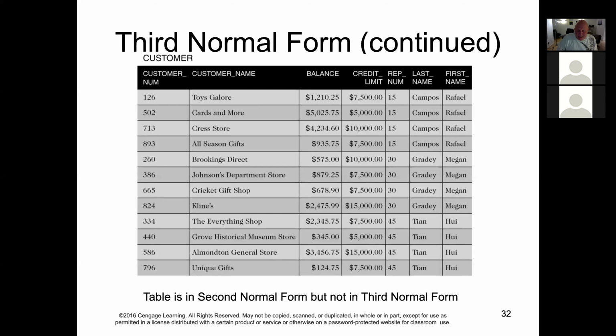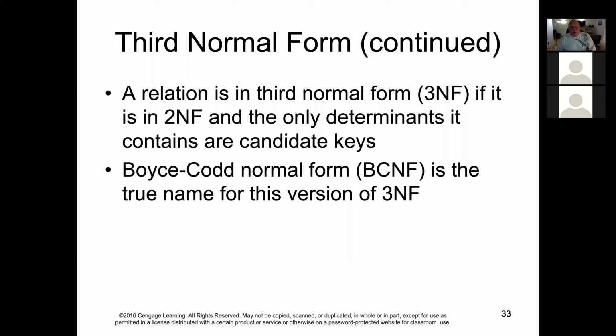So this is a table that's in second normal form, but not in third normal form. A relation is in third normal form, 3NF, if it is in 2NF and the only determinants it contains are candidate keys. BCNF is the true name for this version of 3NF. We still call it 3NF. They decided to call it Boyce-Codd normal form, BCNF, but it's the same thing as calling it 3NF.